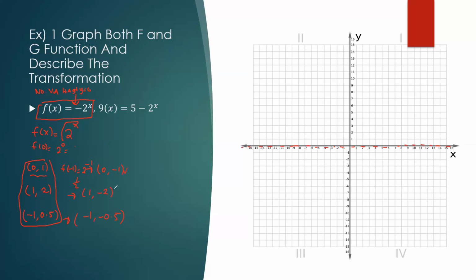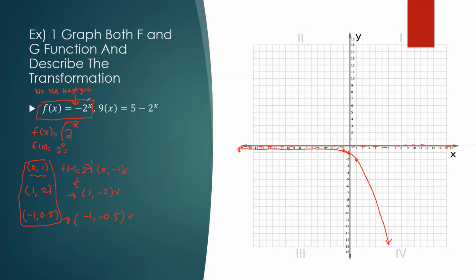And then plot these 3 points. So (0, -1) is right here. What else? (1, -2) is here. And then (-1, -0.5) is right here. Okay, and then if you connect those dots, it's going to look like this. Okay, so that is the first one.